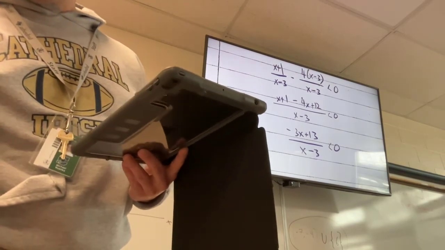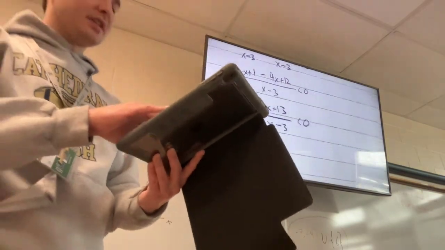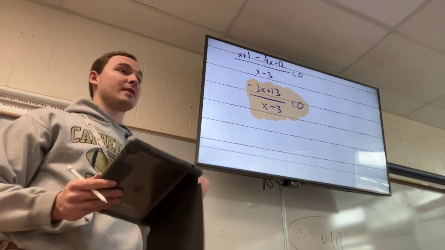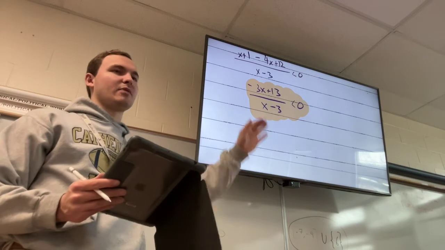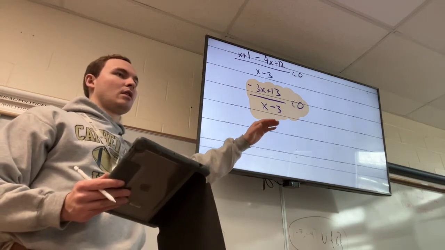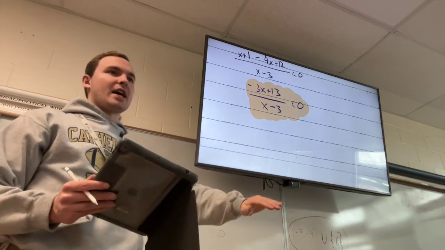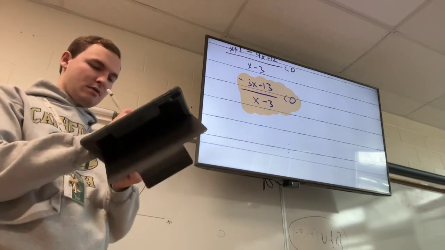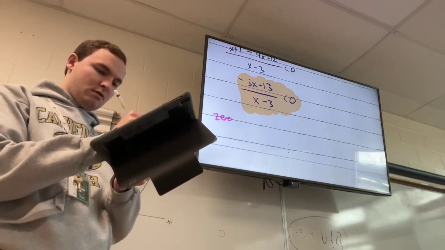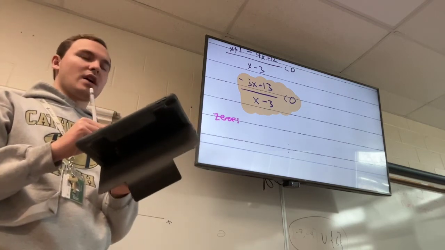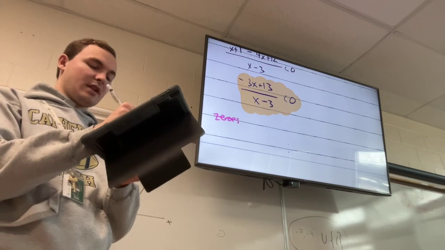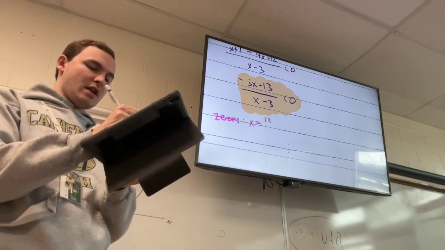And then we solve this inequality the exact same way we did the polynomials. We're going to graph it and see where the graph is below the x-axis. So what are my zeros here? Yeah, 13 over 3. So it's going to be x equals 13 over 3.